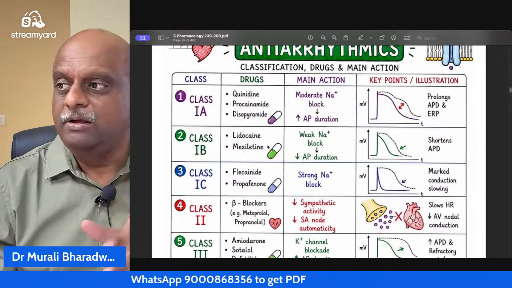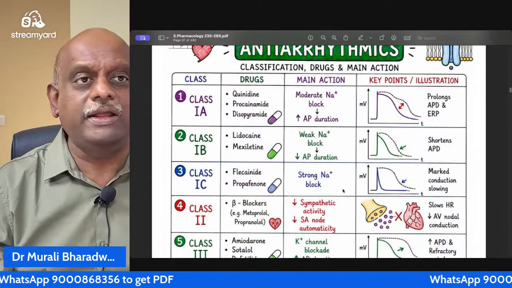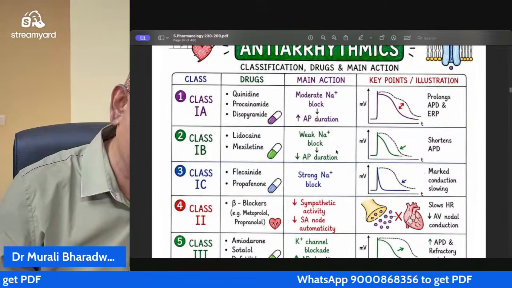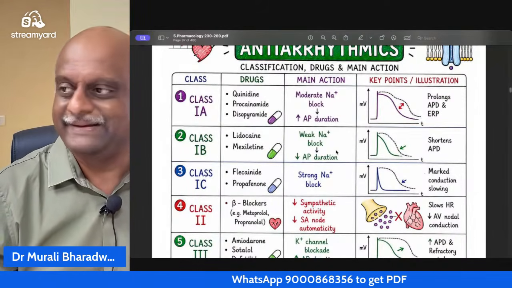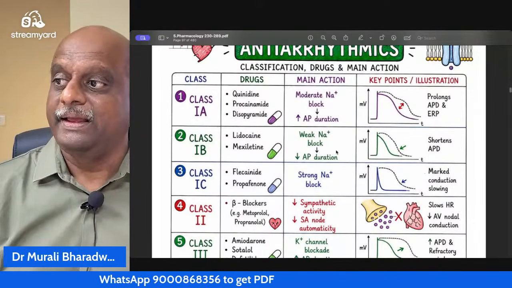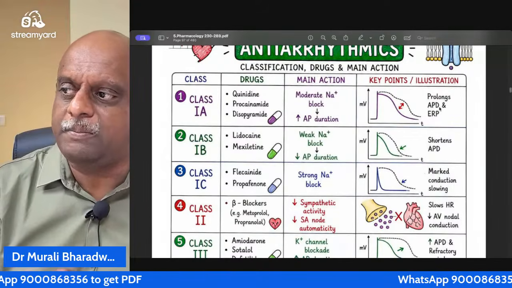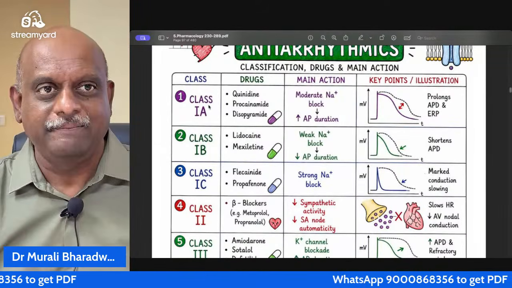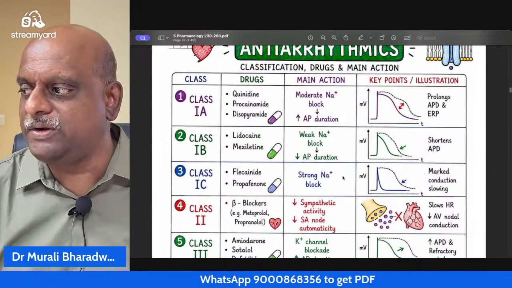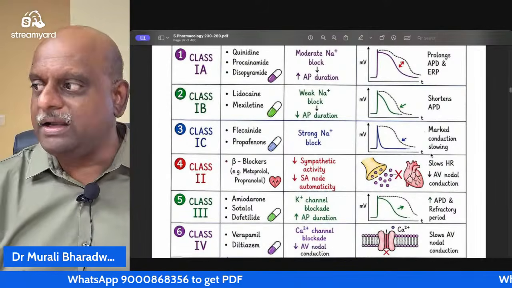Class 1A, moderate sodium block. 1C, strong sodium block. 1B, weak sodium block. All are sodium blockers only. Clear? Very important question. Action potential duration and effective refractory period are prolonged by 1A, whereas 1B will shorten the action potential duration, and 1C will cause conduction slowing.